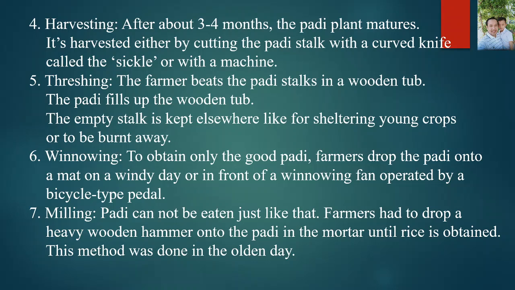Number seven, milling. How do they do it? A paddy cannot be eaten just like that. So farmers had to drop a heavy wooden hammer onto the paddy in the mortar until rice is obtained. This method was done in the olden days, not in the present, modern times.